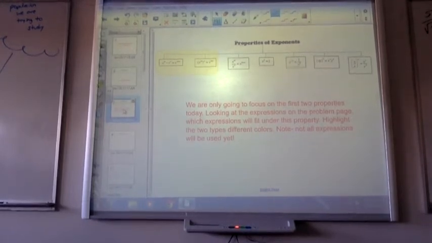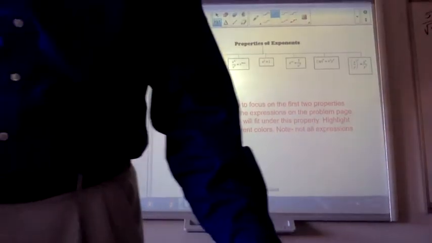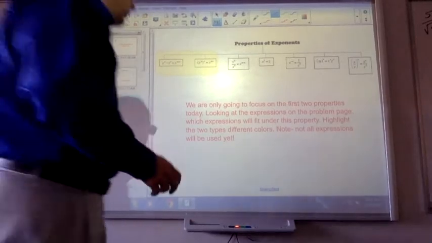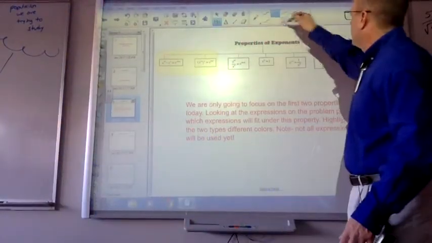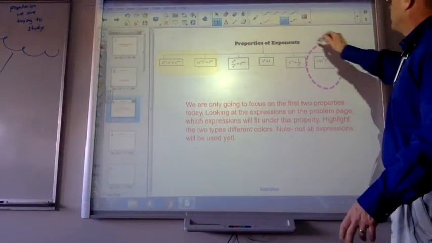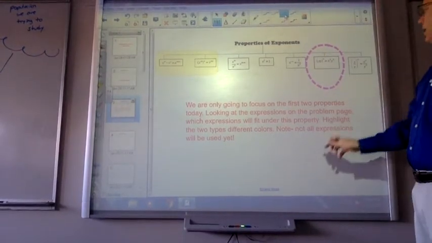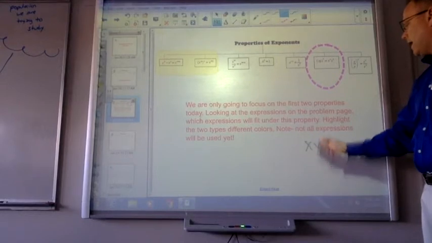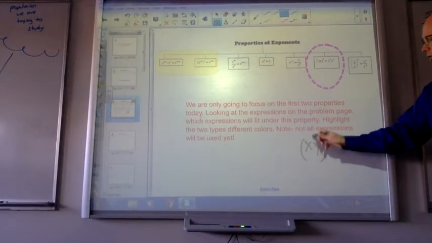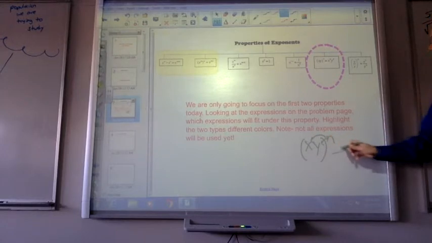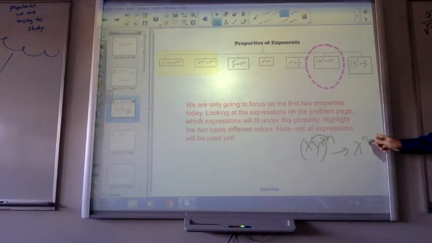All right. Just kind of go kind of quick with these. I think we'll be okay to take a look at it. So I'm going to look at these last two properties. I'm looking at this one, which is x, y raised to the n. So what happens on this is this distributes here into here, and that gives you an x to the n, y to the n. It becomes a power of a power.